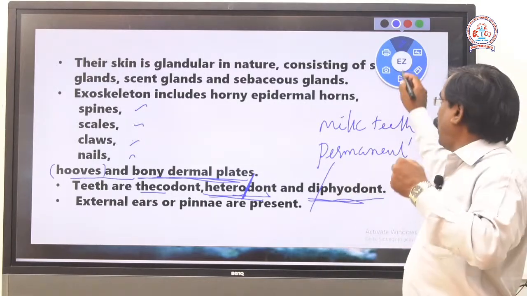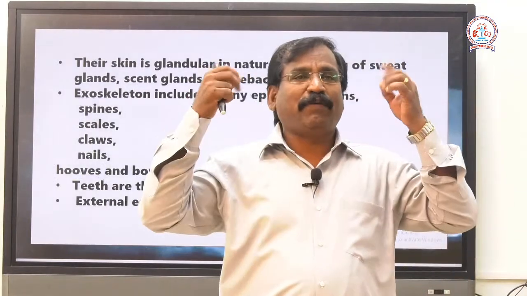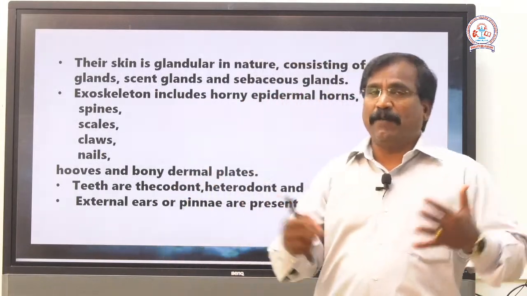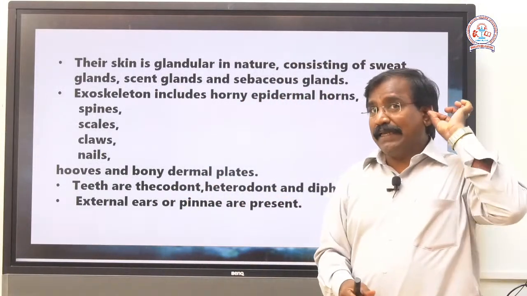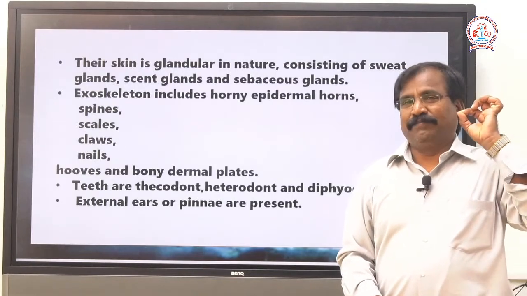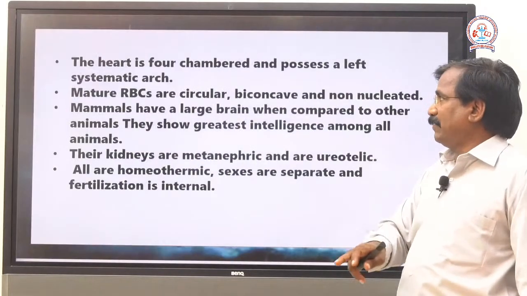External ear, pinna. Anyone who has an ear pinna is a mammal. Elephant is a mammal, dog is a mammal, goat is a mammal, cow is a mammal. So the external ear is the pinna. Hair, pinna, mammary gland are distinguishing features for class Mammalia.